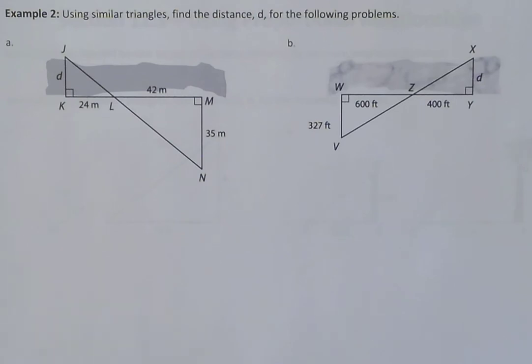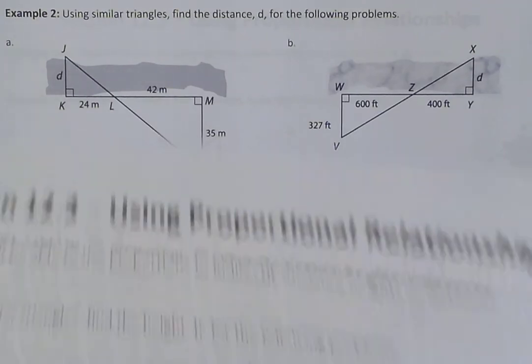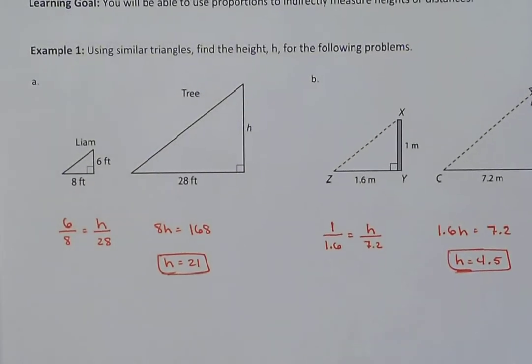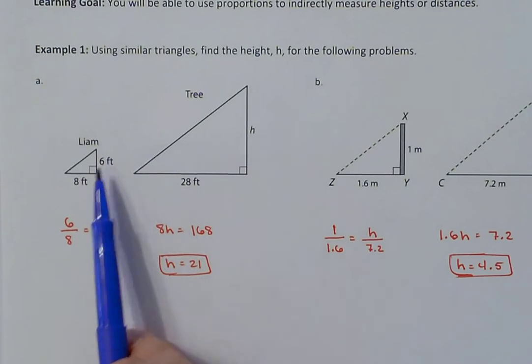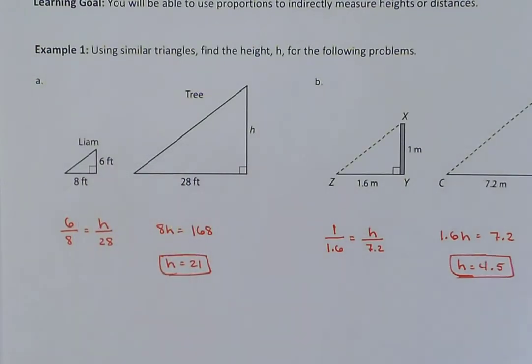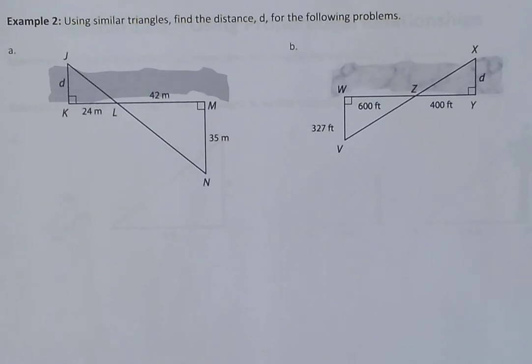So if we look at example 2, it wants us to use similar triangles to find the distance D for the following problems. So what we are going to do is follow the same idea that we did with example 1. The difference is that the orientation of the two triangles have changed. Instead of the heights matching up like what we saw with example 1, where they face the same way, have the same orientation, or height, height, length, length. Now they're flipped and they meet at a point.